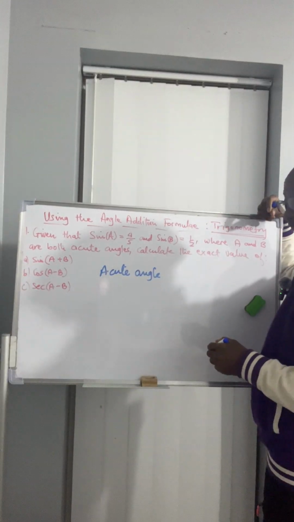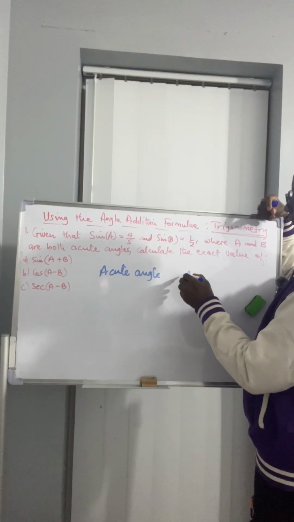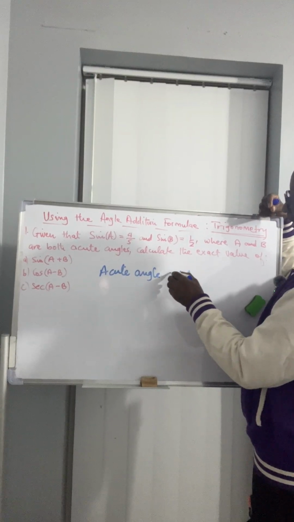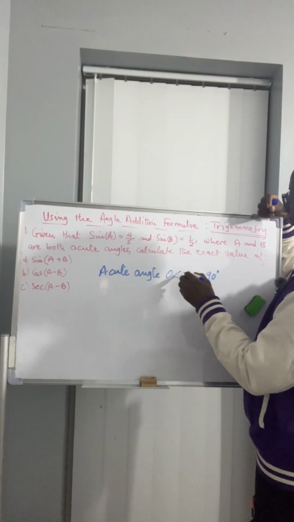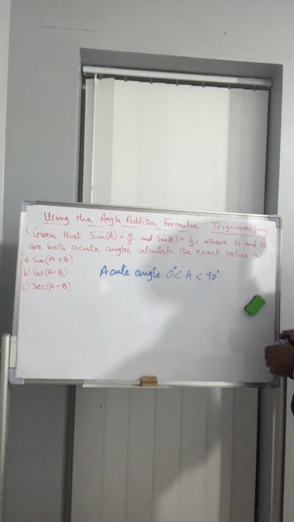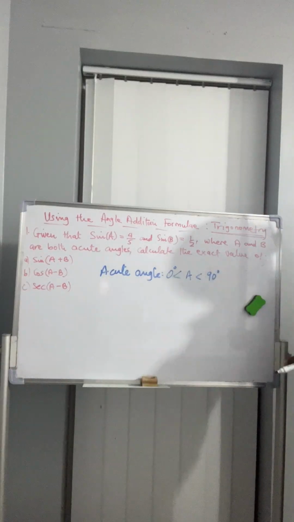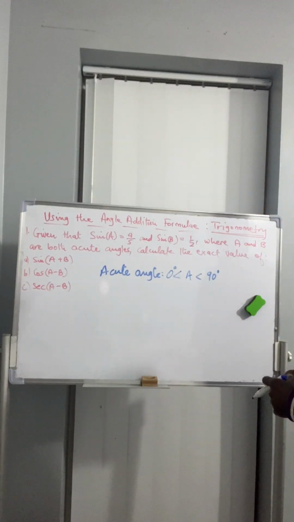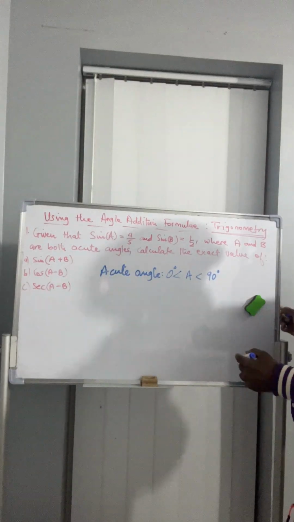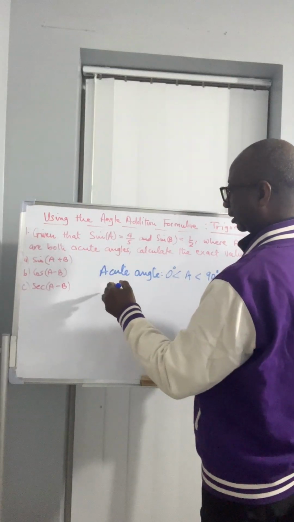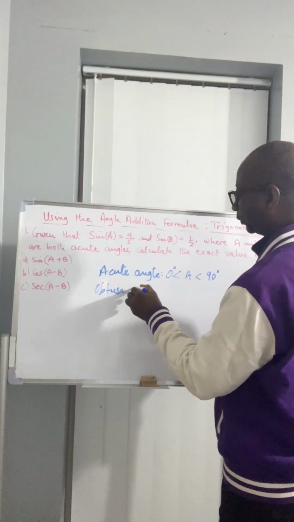This is an angle. If that angle is A, we're saying that that angle is greater than 0, but less than 90 degrees. This is an acute angle. We shall come across the other ones, like obtuse angle.